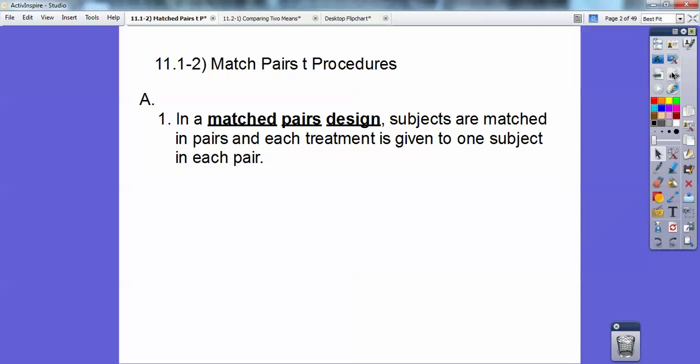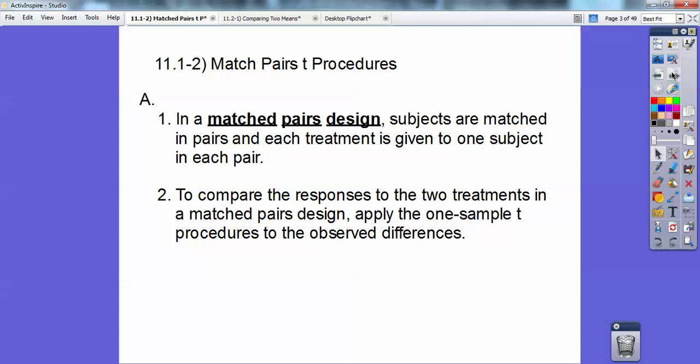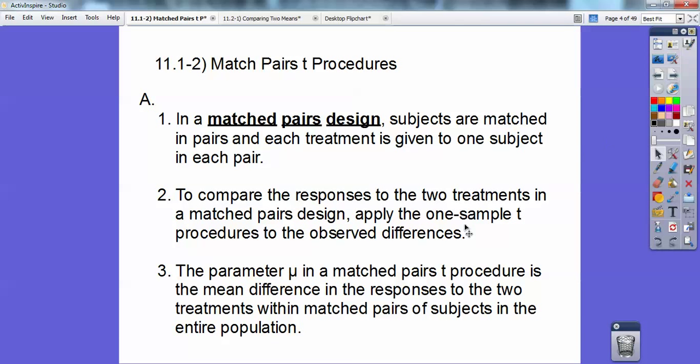So here we go. In a matched pairs design, subjects are matched in pairs, and each treatment is given to one subject in each pair. So to compare the responses to the two treatments in a matched pairs design, we apply a one-sample t procedure to the observed differences. We'll explain why it's a t procedure in just a minute. I'm sure you guys already know, okay, we're going to do the differences.